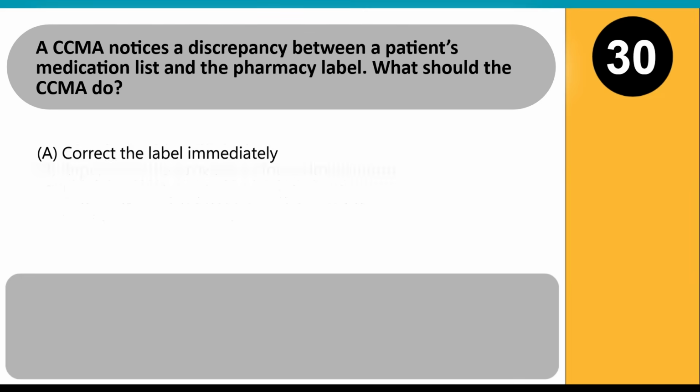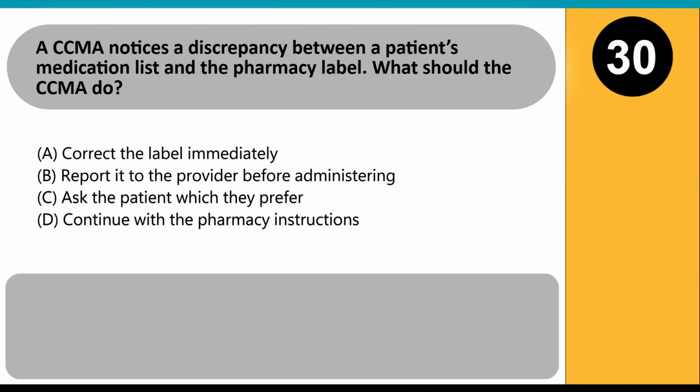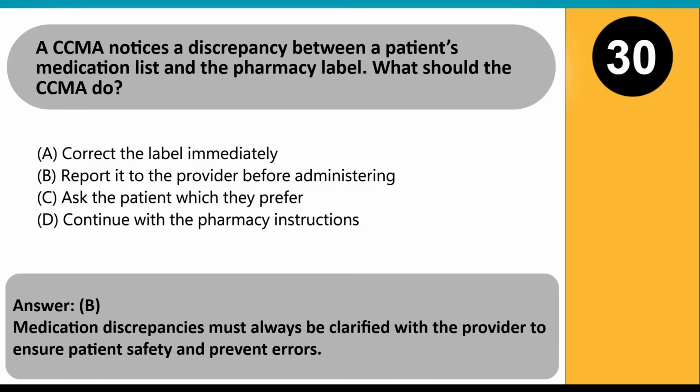A CCMA notices a discrepancy between a patient's medication list and the pharmacy label. What should the CCMA do? A. Correct the label immediately. B. Report it to the provider before administering. C. Ask the patient which they prefer. D. Continue with the pharmacy instructions. Answer: B. Medication discrepancies must always be clarified with the provider to ensure patient safety and prevent errors.